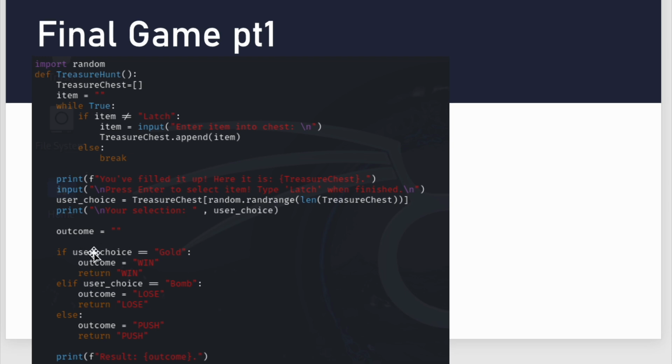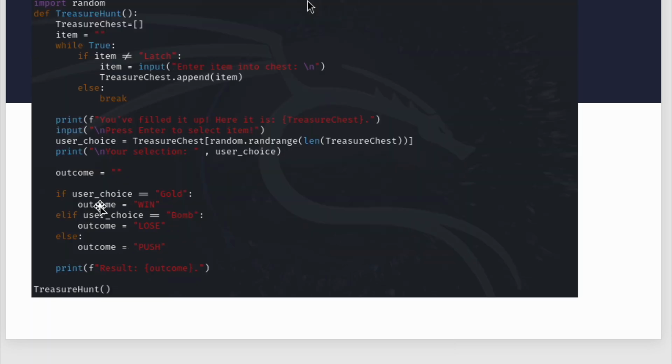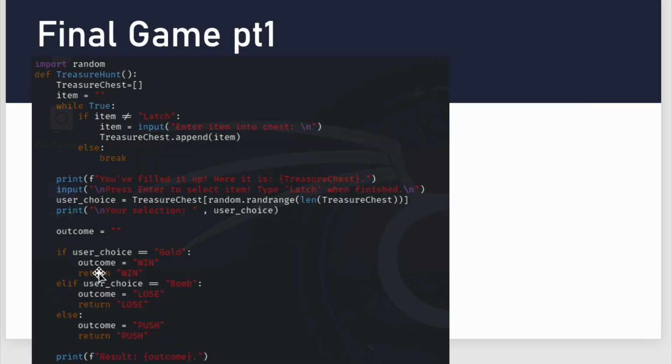What I did here was I replaced outcome equals win, and then right before we go to the else if or elif block, we actually put a return statement. So the return value of treasure hunt in the case of the user selecting gold is win. Now if the user happens to select bomb, he loses, and if he selects anything else besides gold and bomb, it's a push.